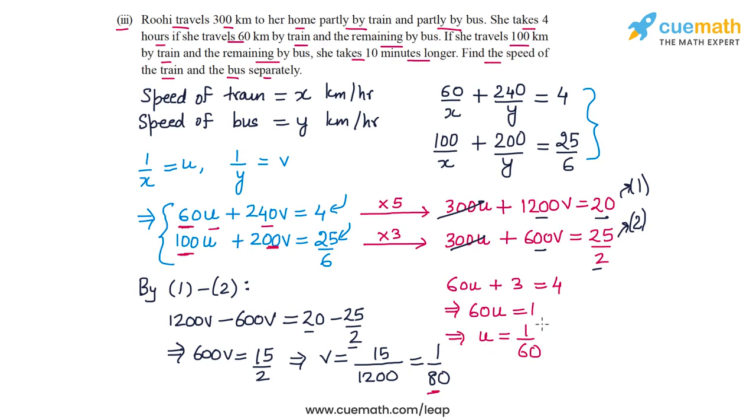So I have found u, that's 1 by 60, and I have found v, that's 1 by 80, and this means that x is 1 by u. x is the reciprocal of u. So the speed of the train is x kilometers per hour or 60 kilometers per hour. And the speed of the bus is y kilometers per hour. And what is y? y will be 1 by v, and v is 1 by 80, so y will be 80. So the speed of the bus will be 80 kilometers per hour. So our final answer is that the speed of the train is 60 kilometers per hour. The speed of the bus is 80 kilometers per hour.